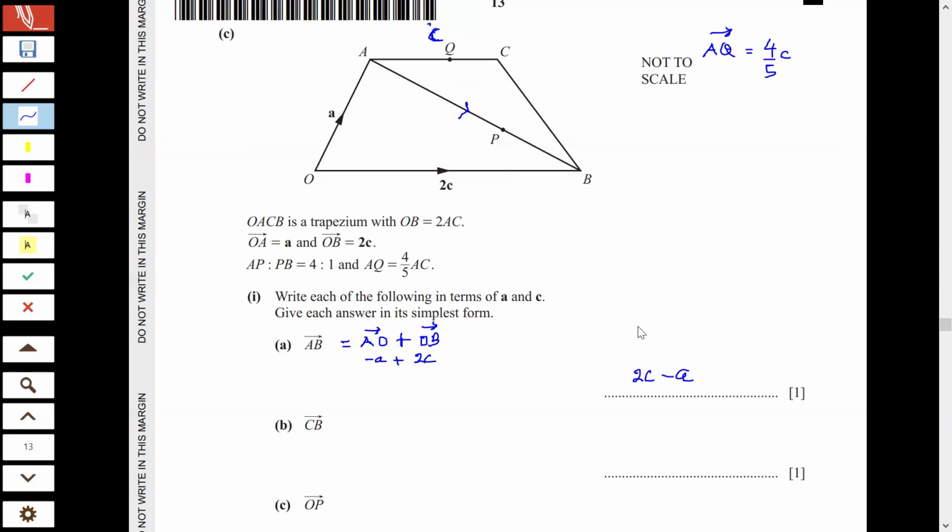Vector CB, here's vector CB, this direction. Now vector CB will be equal to vector CA plus vector AB.